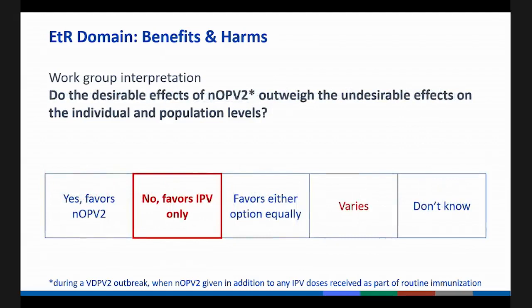But when asked whether the desirable effects of NOPV2 outweigh the undesirable effects, half of the work group felt that the desirable effects did not outweigh the undesirable effects and that the information favored the use of IPV only. However, about a third of the group felt that it varies depending on the situation.